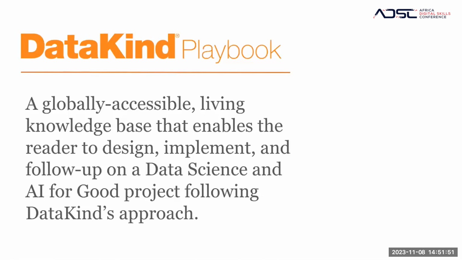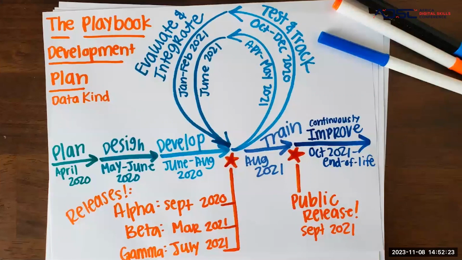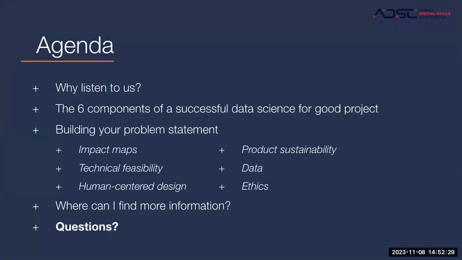So the playbook is a globally accessible living knowledge base that enables the reader to implement every element of a Data for Good project following DataKind standards and processes. I'll put the link in the chat. It's playbook.datakind.org. But in particular, you can find many resources on ethics in the playbook. So this quick overview that I just provided won't be all that you're working with. You can find a lot more specifics on how to incorporate ethics into project design in the playbook. We spent 2 years developing the playbook to capture 10 years of lessons learned. So please feel free to explore and share your feedback.